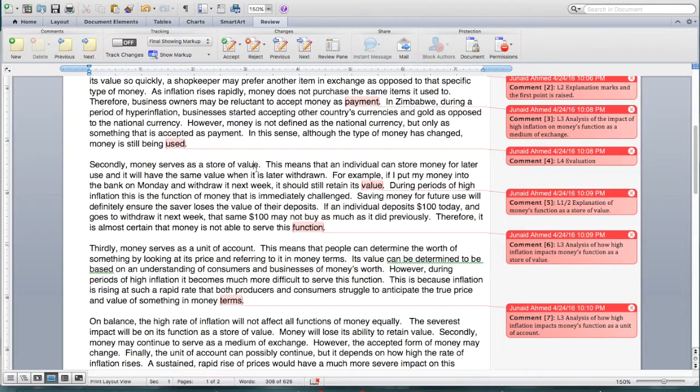This is L1, L2 because you're telling me what store of value means and then you're kind of explaining in context. Now, during periods of high inflation, this is the function of money that is immediately challenged. Now we're making another point, and we need to explain why.